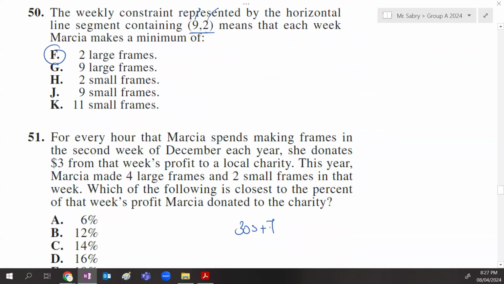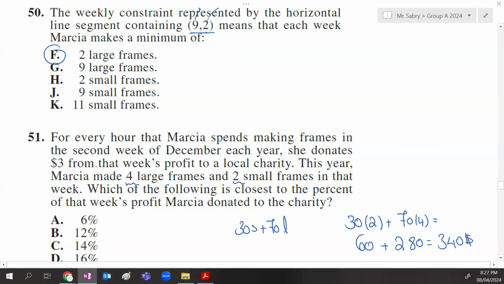30S plus 70L. Apparently she already made 4 large and 2 small frames, so I'll substitute accordingly: 30 times 2 and 70 times 4. I'll get the profit, which is 60 plus 280, that's $340. Apparently, she'll spend $3 from that week's profit.